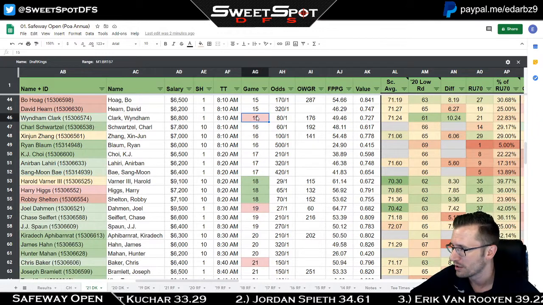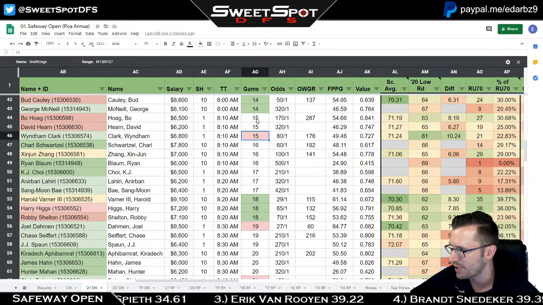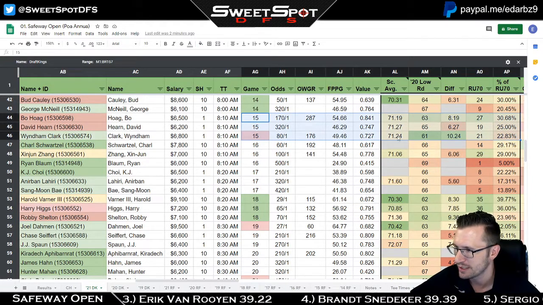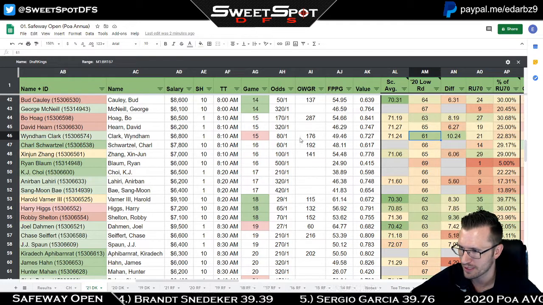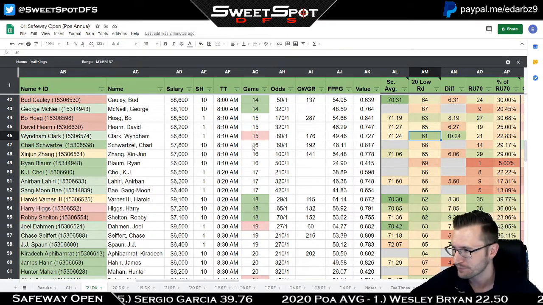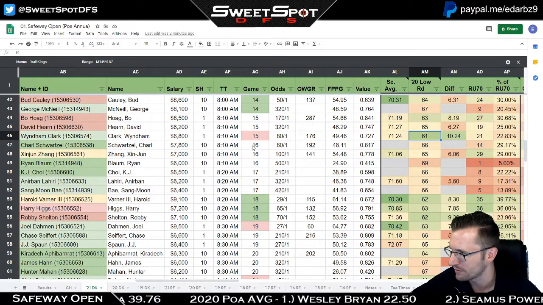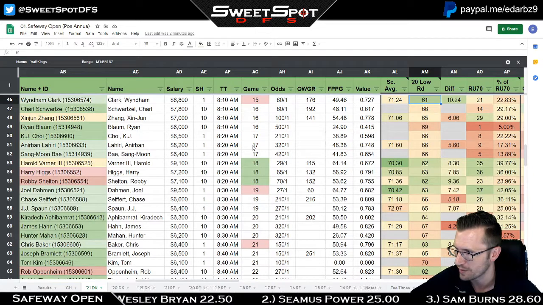Wyndham Clark, low price guy in a kind of crappy group. His scoring average isn't the greatest, but that differential and his ability to go low make him an appealing play. But that's all that I really have on Wyndham Clark. I really don't even know what ball shape he hits or what shot shape he has.